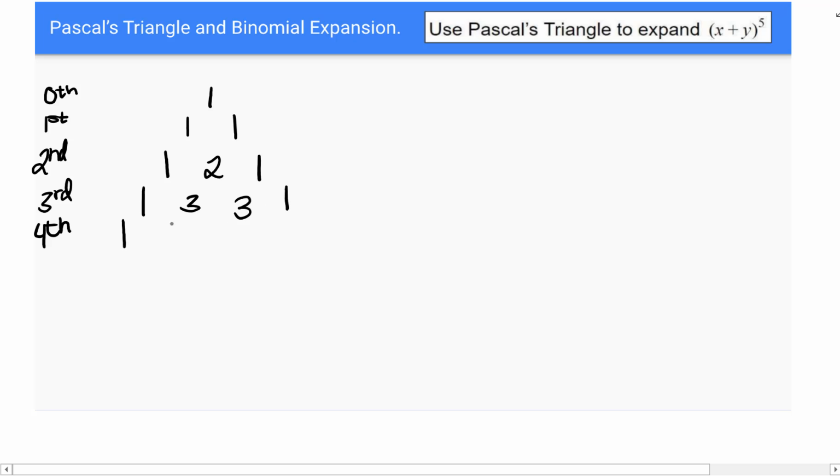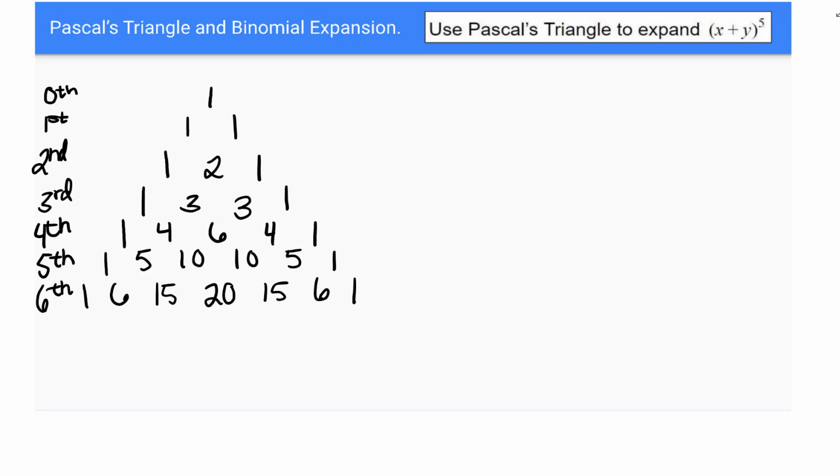The fourth row, 4. 3 plus 3 is 6. 3 plus 1 is 4, and we end with 1. See if you can fill in the 5th and 6th rows on your own, then press play to check.